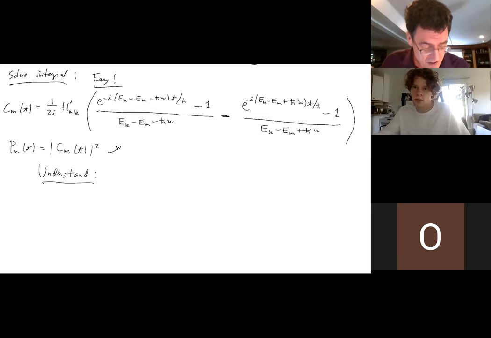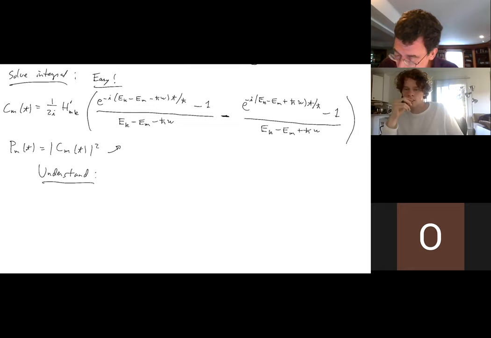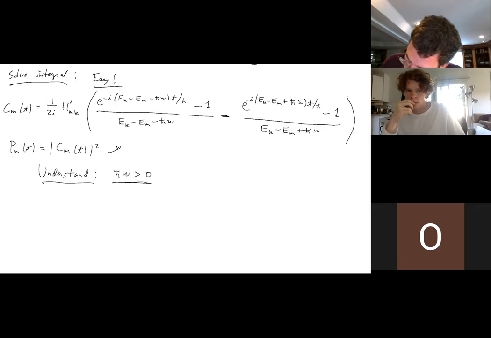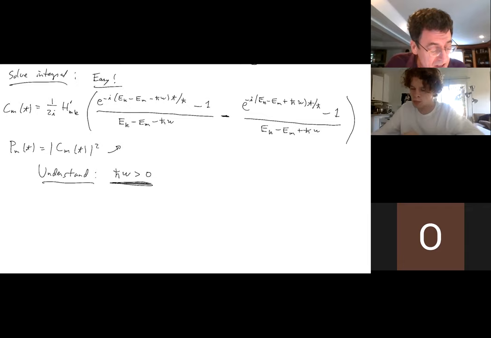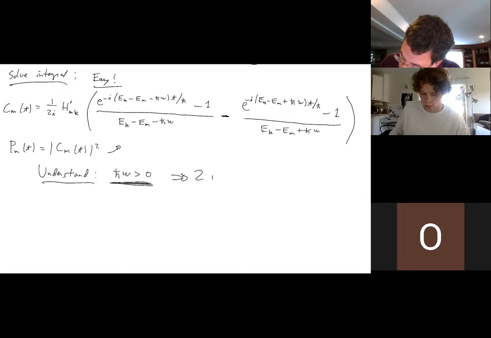All right, so in order to understand this thing, the first thing to remember is that the frequency is positive. So the frequency is always positive. And so what we're going to notice is that there are two important cases to consider. So we have to break it up into two cases.